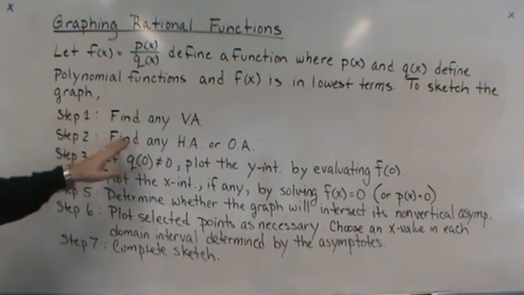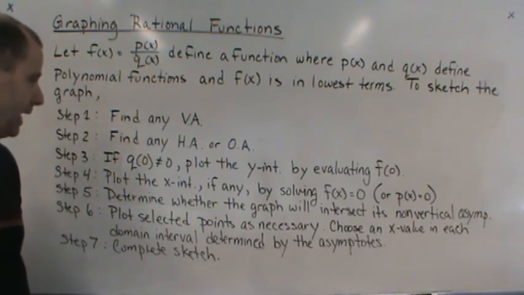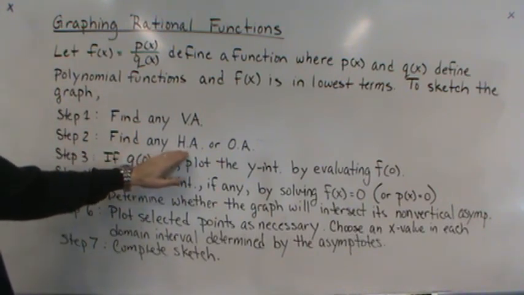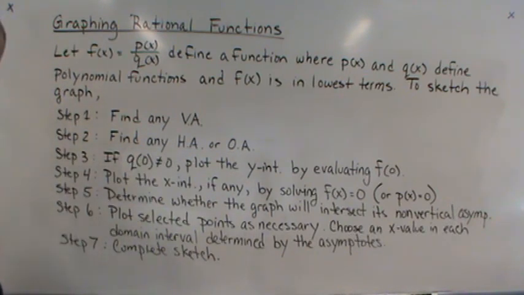So step 1, we're going to find any vertical asymptotes. Step 2, find any horizontal or oblique asymptotes. We're going to want to find what those are, if there are any.